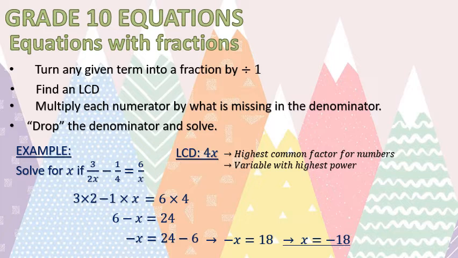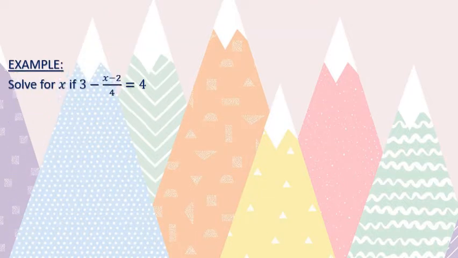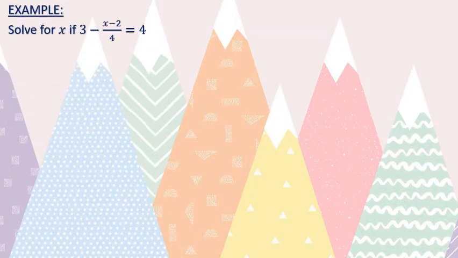So now let's jump into an example where the denominator is perhaps a little bit more complicated, or the numerator has perhaps more than one term. Let's see, how will you handle that? Okay, let's have a look. We need to solve for x if 3 minus x minus 2 over 4 equals 4.